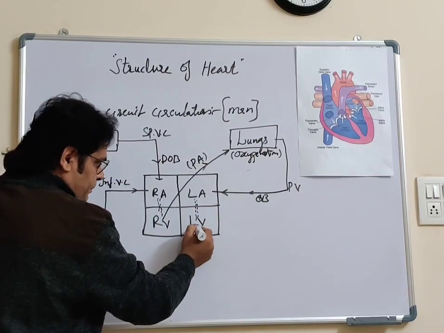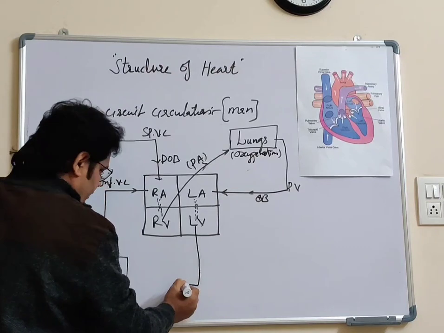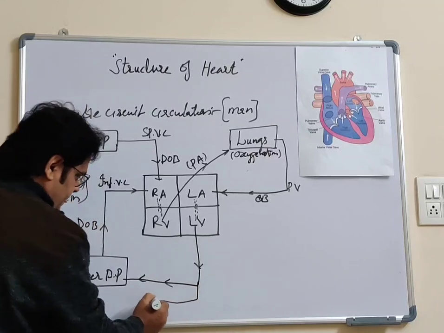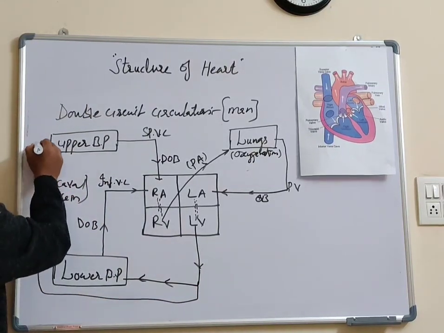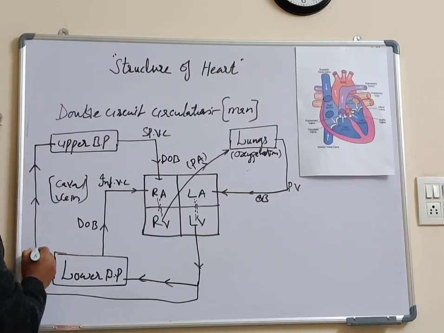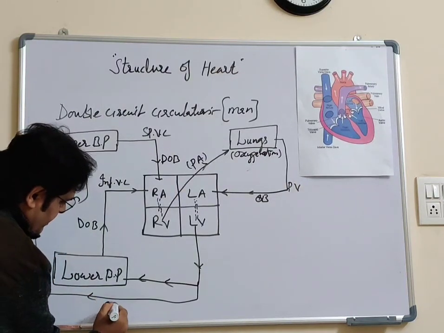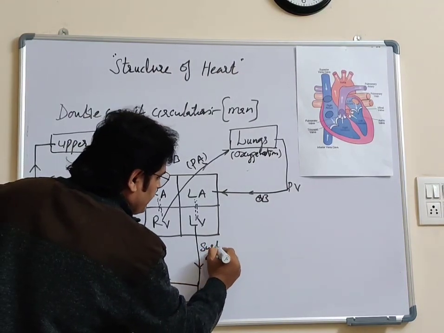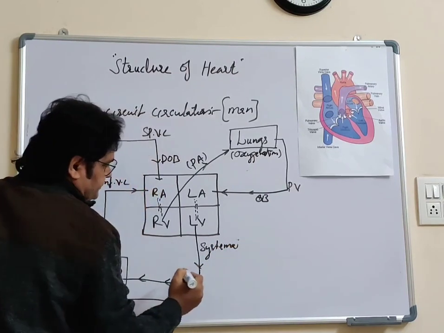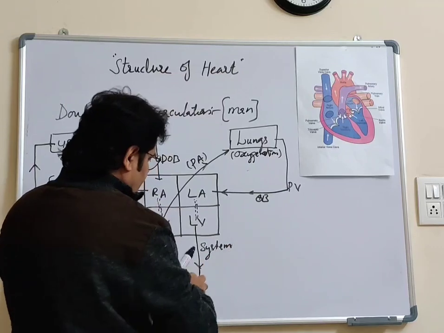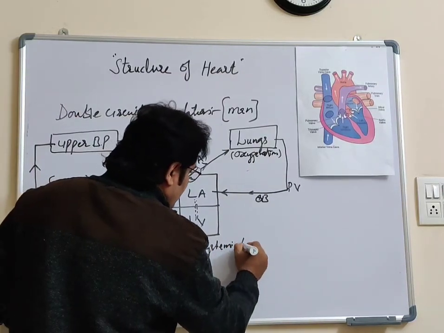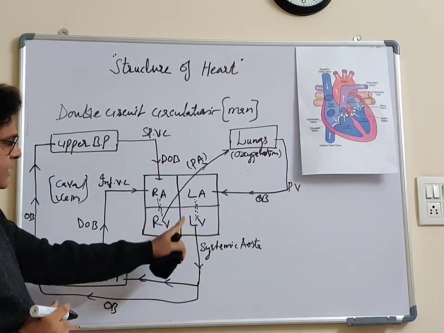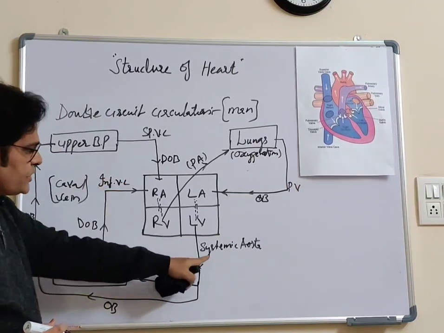Now, the left auricle passes the oxygenated blood into the left ventricle. Then the left ventricle pumps the oxygenated blood to various parts of the body, upper portion and lower portion, both. Clear? Which blood? Oxygenated blood. Through what? Through the systemic aorta. So the left ventricle pumps the oxygenated blood to various parts of the body through the systemic aorta.